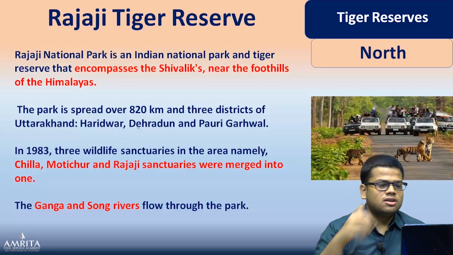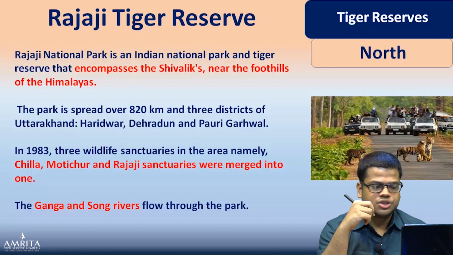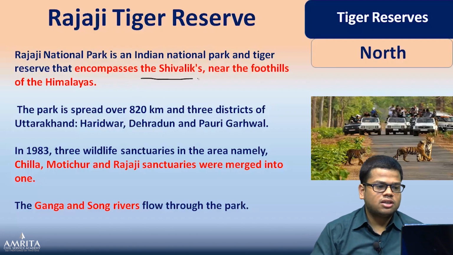Now, Rajaji Tiger Reserve, again, we have seen the location. Rajaji was above the Jim Corbett. It's an Indian national park and tiger reserve that encompasses the Shivaliks near the foothills of the Himalayas.